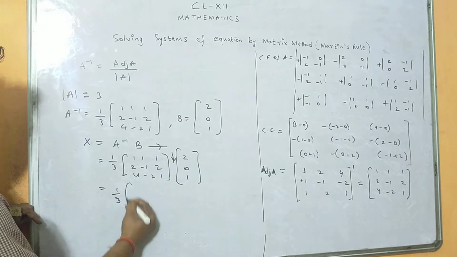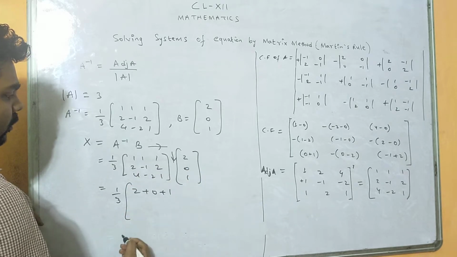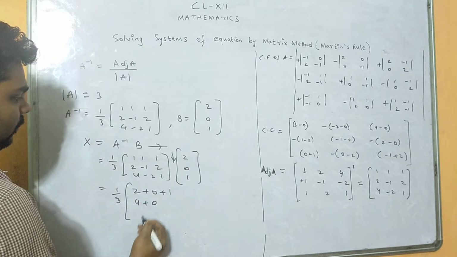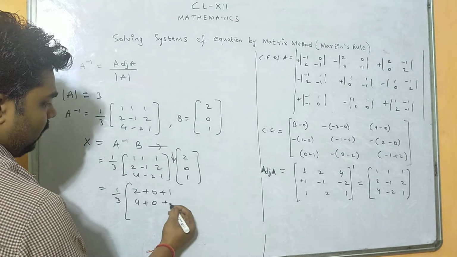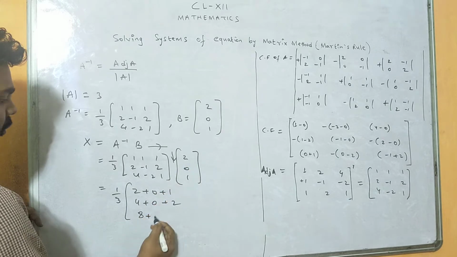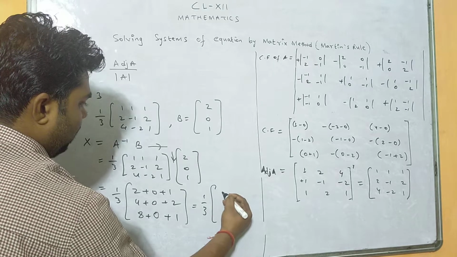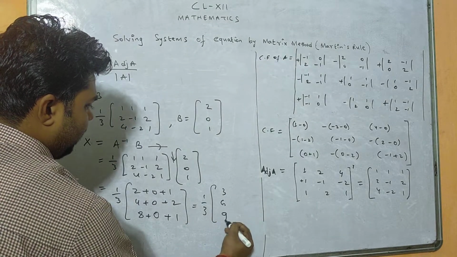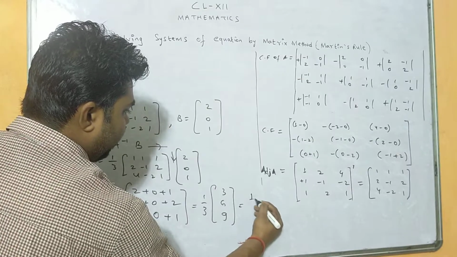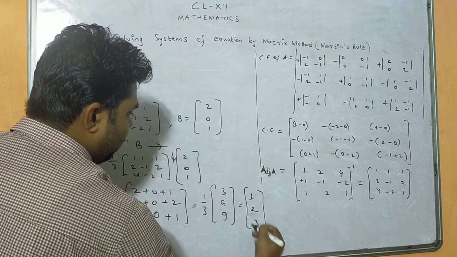So outside is 1 by 3, 1 into 2, 2, plus 1 into 0, 0, plus 1 into 1, 1; 2 into 2, 4, plus minus 1 into 0, 0, 2 into 1, 2, 4 to the 8, plus minus 2 into 0, 0, plus 1 into 1, 1. So what will be our answer? 1 by 3. Here we have 3, here we have 6 and here we have 9. So when you multiply 1 by 3 with each and every element, we will get here 1, here 2 and here 3, right?